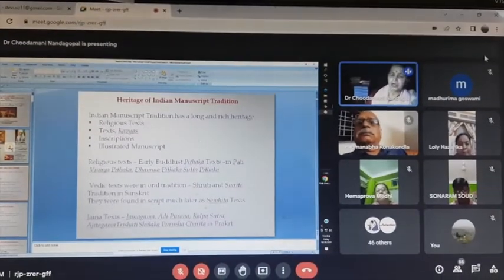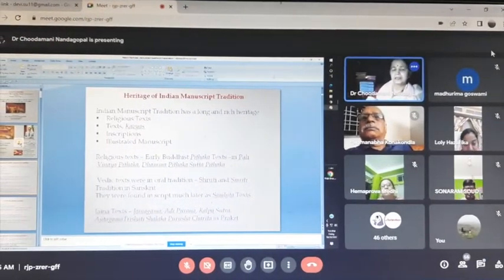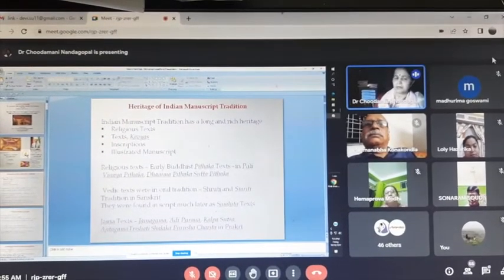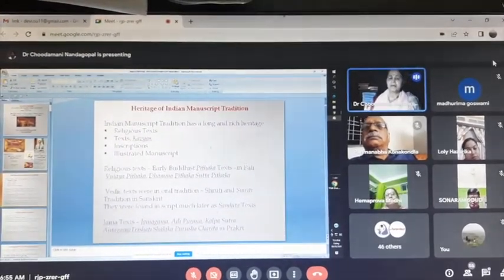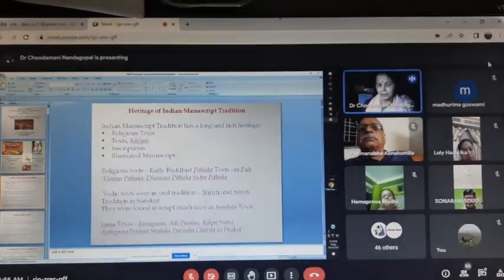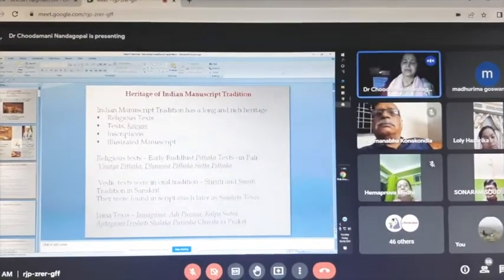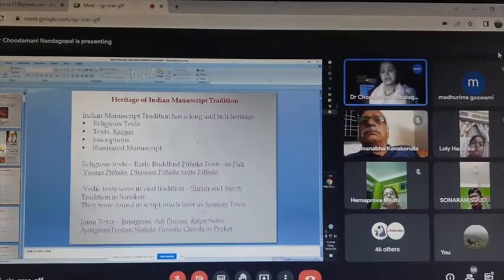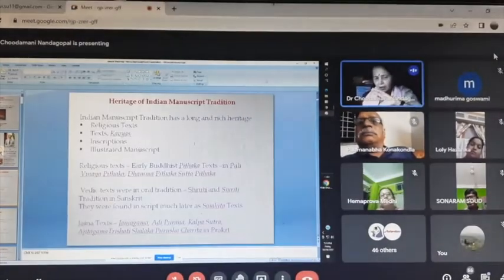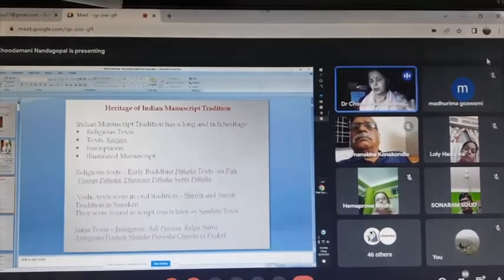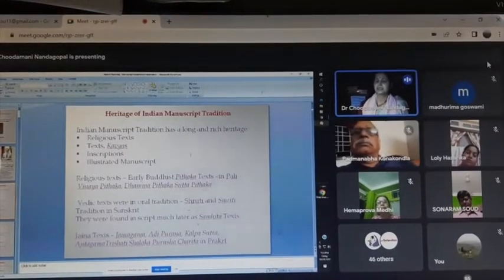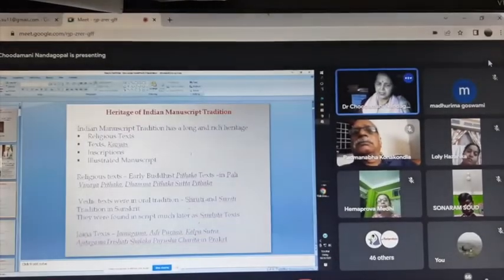Vedic texts were all in oral tradition. They were called Shruti and Smriti, and they were also manuscripts. When they became a tradition, they were in the language of Sanskrit. The script came much later, because the Vedic tradition was always in oral form. Much later it came into the form of Samhita texts.